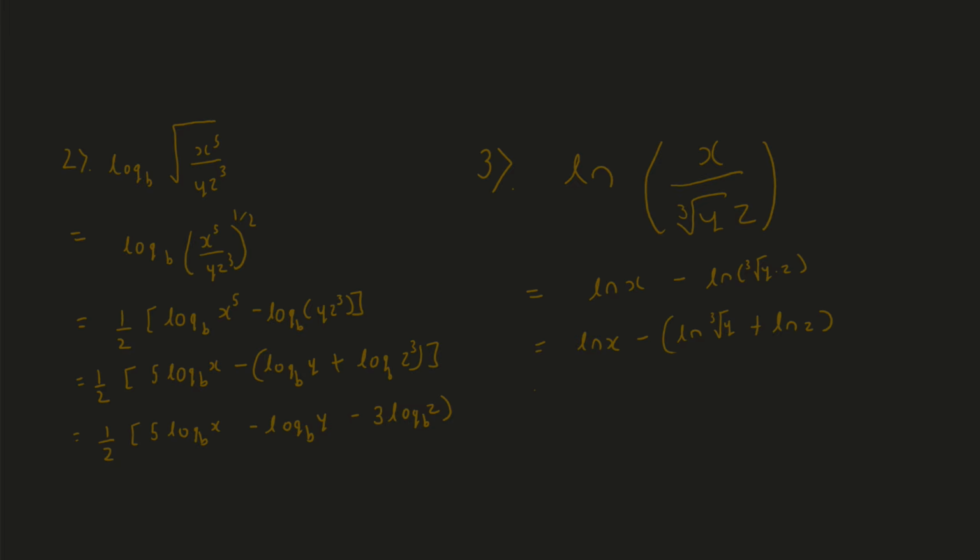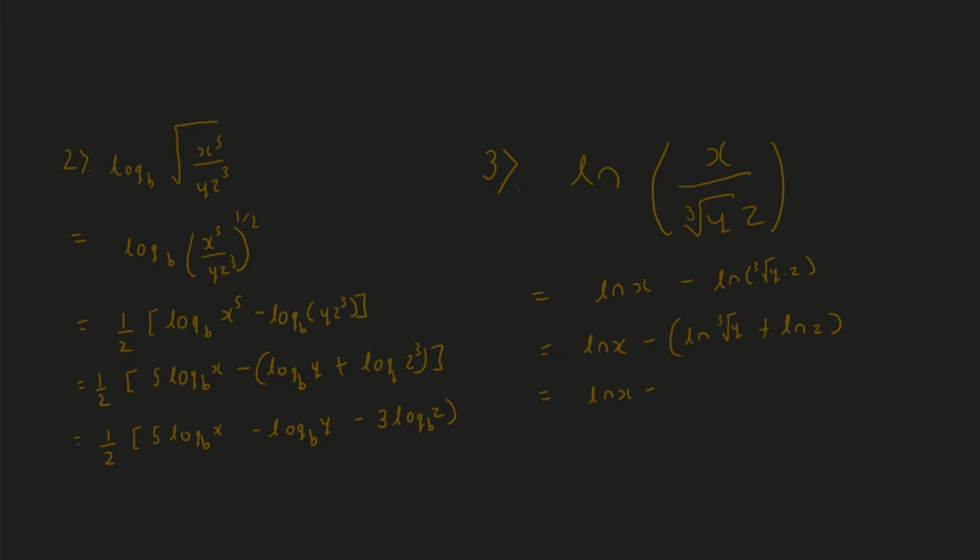Write it in brackets and separate it in the next step. We will write this as 1 by 3 ln y. Why did we write it as 1 by 3? Because cube root of y can be written as y raised to 1 upon 3, and then we took 1 upon 3 outside the log sign. So this becomes ln x minus 1 upon 3 ln y plus ln z.